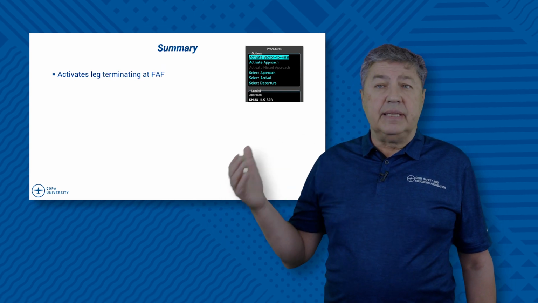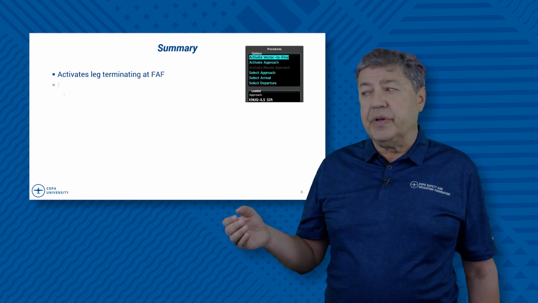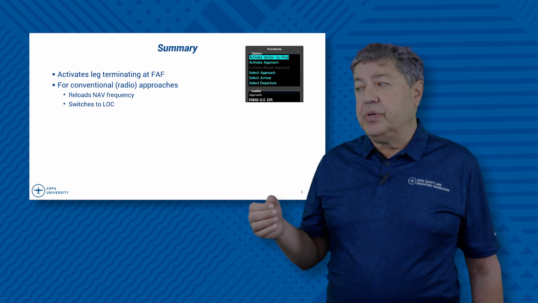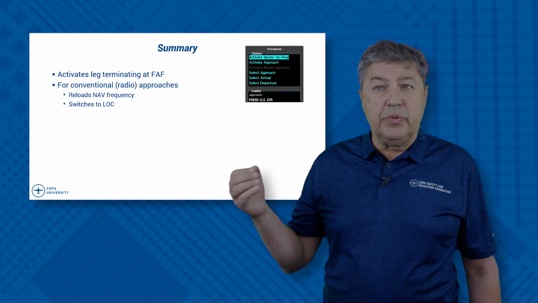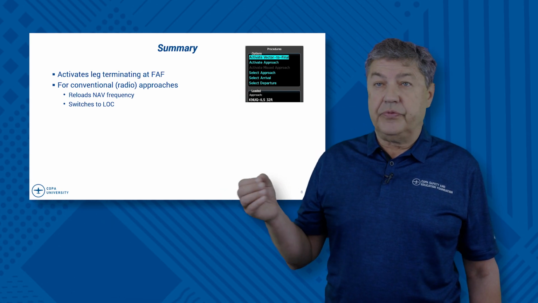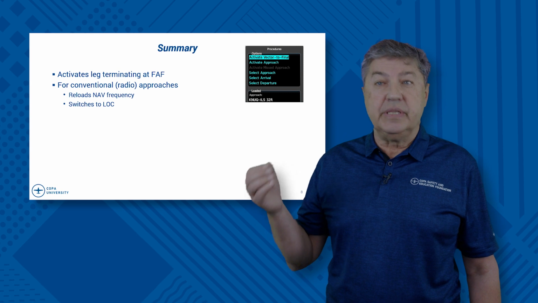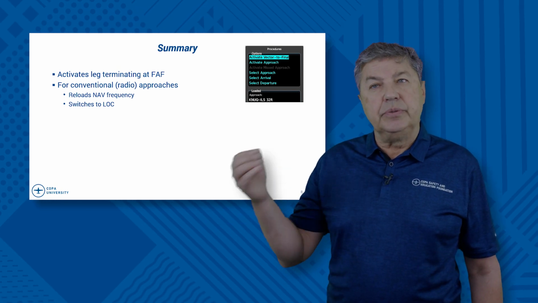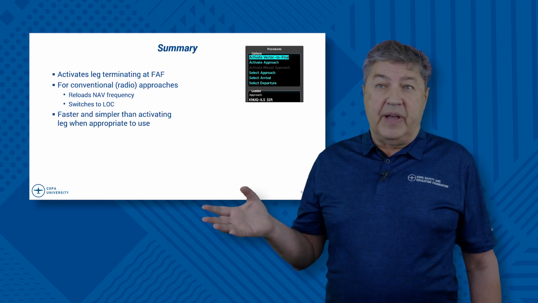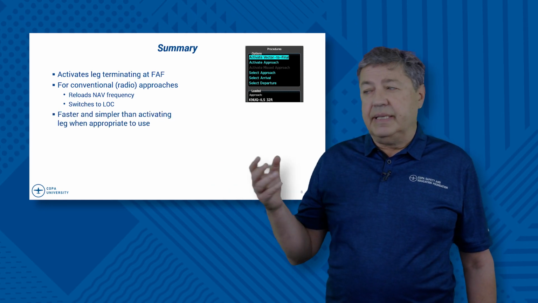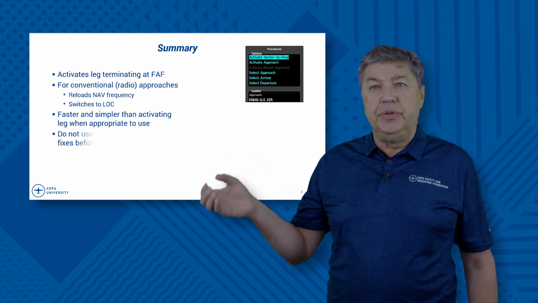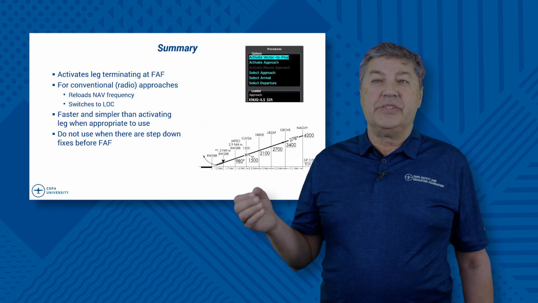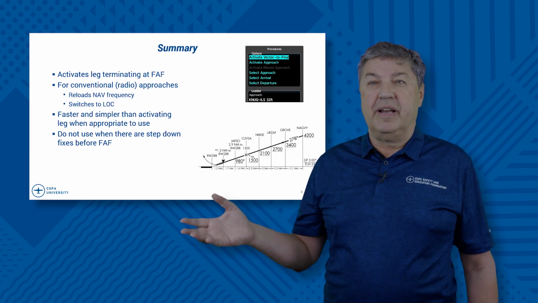It activates a leg that terminates at the final approach fix. For conventional, that would be localizer-based, radio-based approaches, it also reloads the nav frequency. So if for some reason that is an incorrect frequency, that will be fixed. It also switches you to green needles, to localizer. It is faster and simpler than activating a leg when it is appropriate to use. And it is not appropriate to use when there are step-down fixes before the final approach fix.